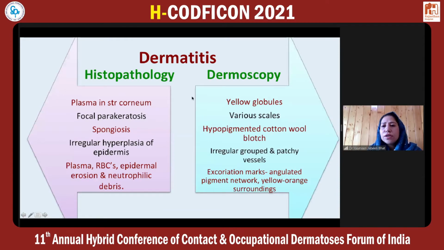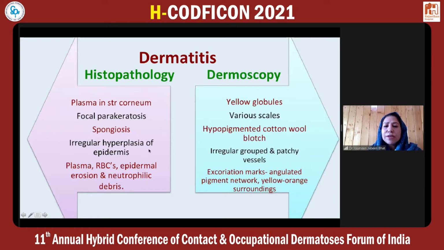Now, before we go further, let's understand what we see on dermoscopy of dermatitis. It's very important to understand the histopathology, and accordingly we get the dermoscopic pattern. Once we have plasma in the stratum corneum, we can see it superficially in the aerial view, because dermoscopy is the aerial view compared to the vertical view in histopathology. So we see it as a yellow globule. The focal parakeratosis appears as various scales, the spongiosis as hypopigmented cotton wool blanche.